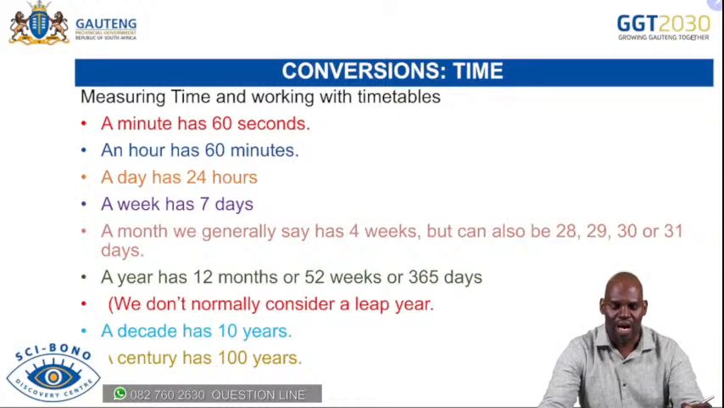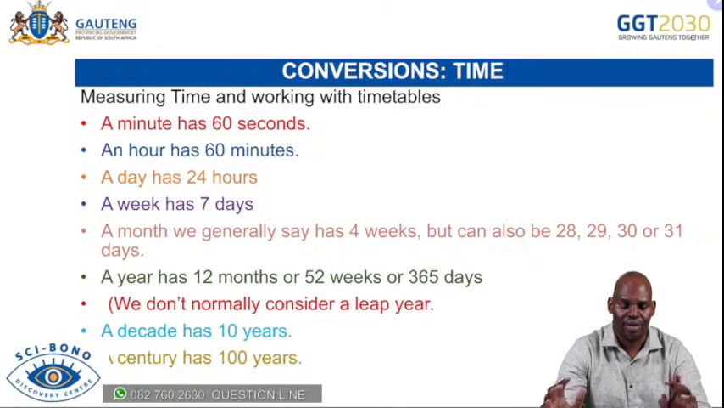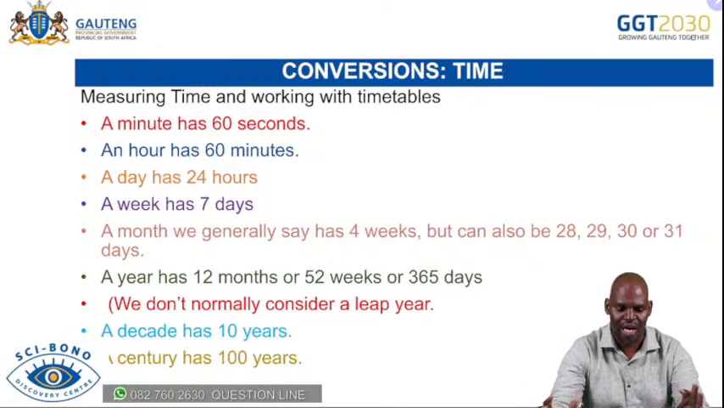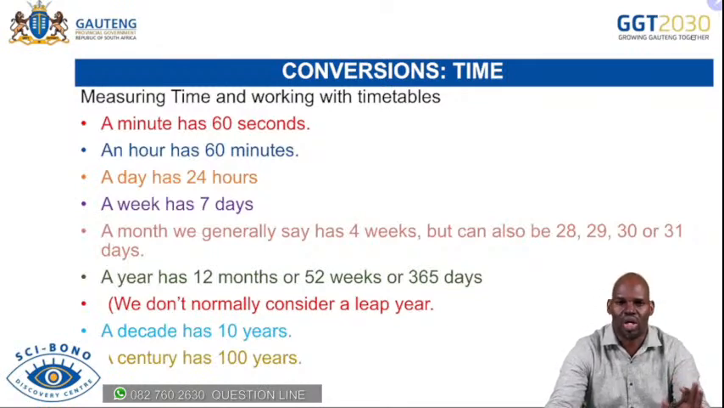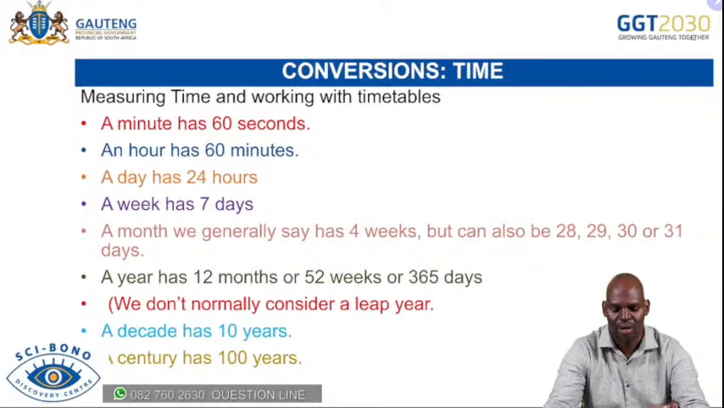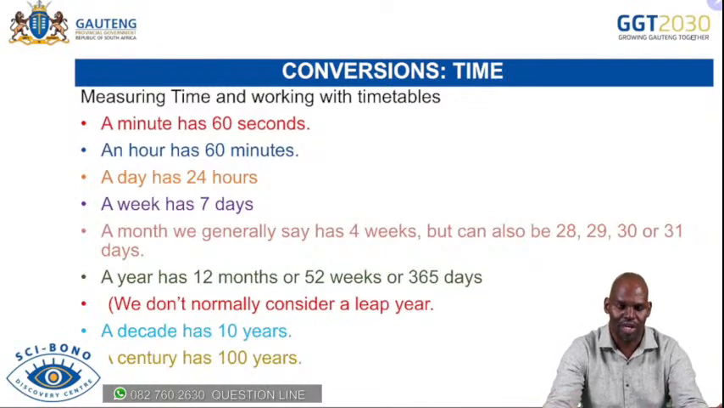And then what about time? Now, when we convert time, you need to remember the measuring of time and working with timetables. You need to know that a minute is equal to 60 seconds. And you also need to know that an hour is equal to 60 minutes. That means if you convert from hours to minutes, you multiply by 60. But if you convert from minutes to hours, you divide by 60.